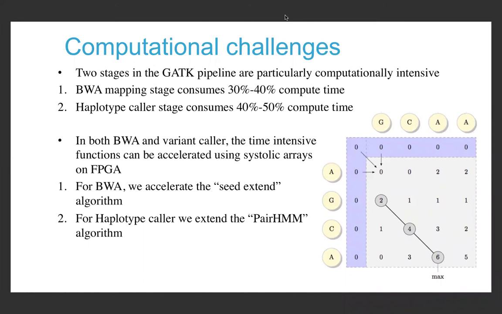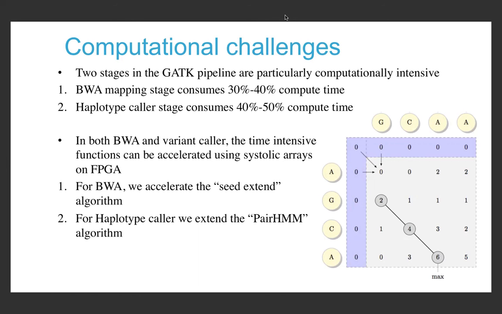In terms of computational challenges, 2 main stages of the GATK pipeline are particularly computationally intensive. First of all, the BWA algorithm, which represents the mapping stage of the pipeline, consumes around 30 to 40% of the compute time of the whole pipeline. And second, the haplotype caller, which identifies the variations or the mutations in the DNA, consumes anywhere between 40 to 50% of the whole compute pipeline.